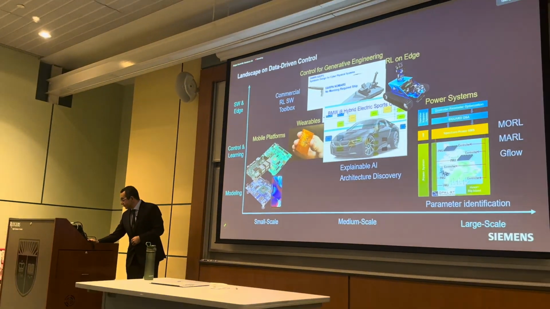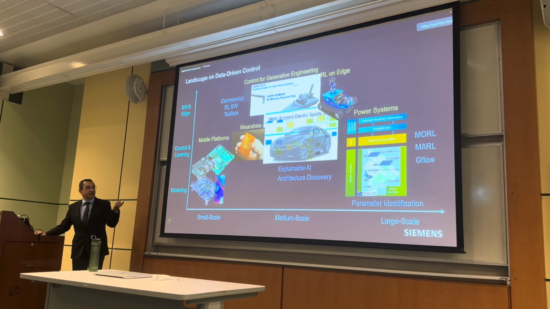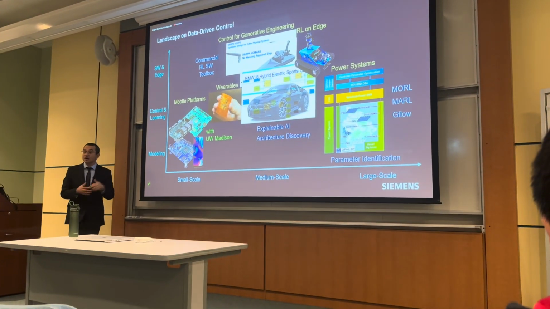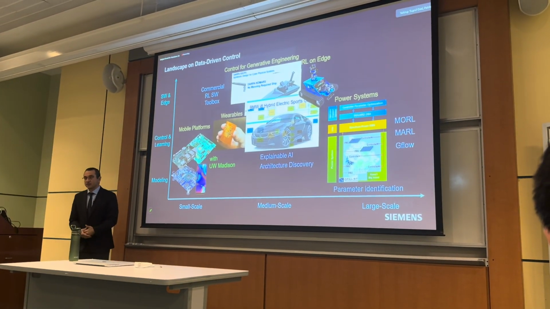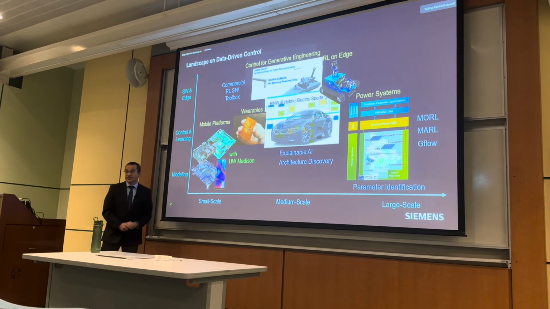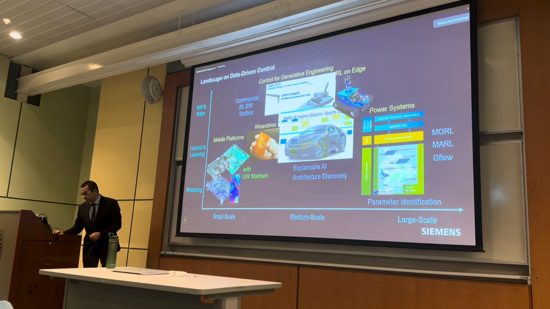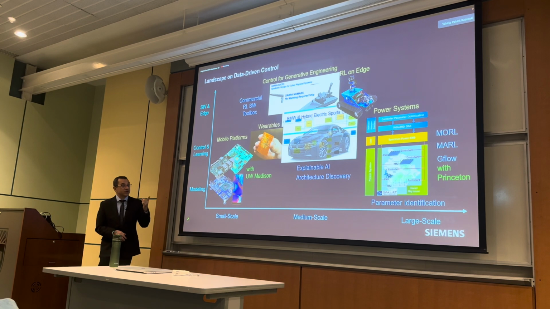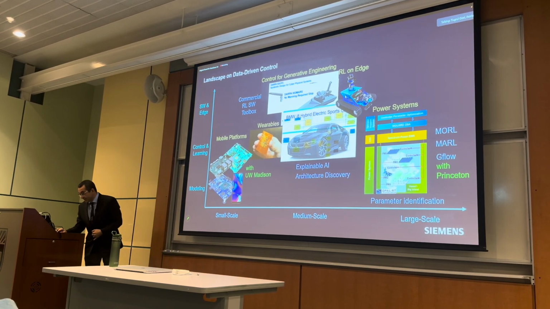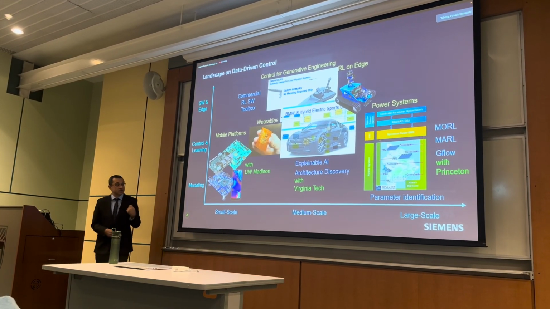So, okay. Architecture discovery, I'm not going to dwell on that too much because I'm going to talk about it later. We are also working with universities. For example, on mobile platforms and wearables with UW Madison, we worked quite closely and had a lot of results. With G-Flow, we're working with Ryan Adams at Princeton. And on architecture discovery, we worked with Virginia Tech.